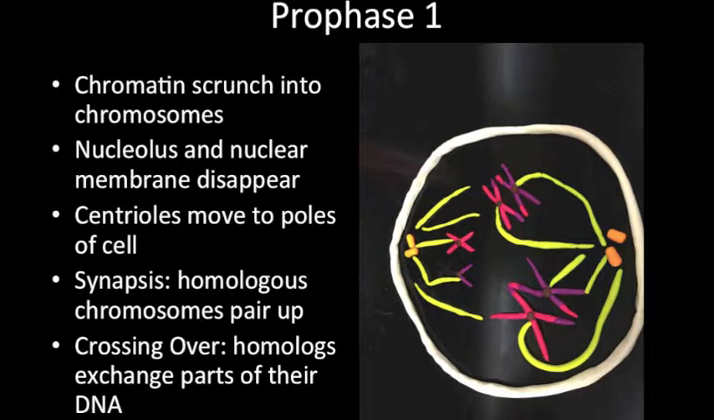Homologous chromosomes line up next to each other in a process called synapsis. The homologs then cross over and exchange parts. The sister chromatids are no longer identical.